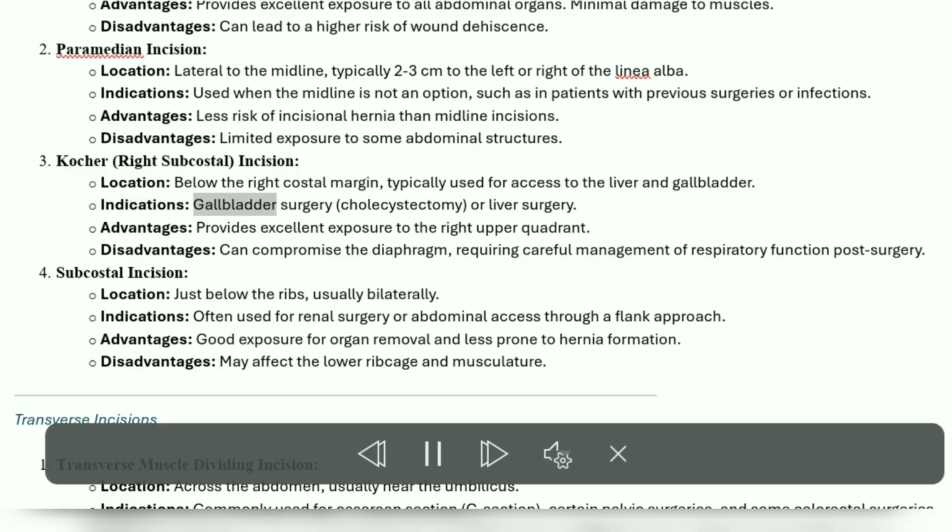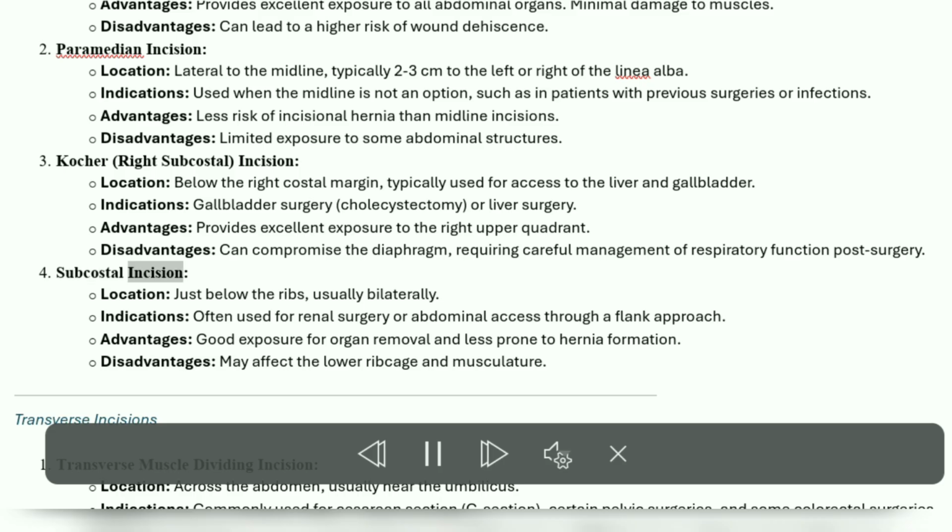Indications, gallbladder surgery, cholecystectomy, or liver surgery. Advantages, provides excellent exposure to the right upper quadrant. Disadvantages, can compromise the diaphragm, requiring careful management of respiratory function post-surgery.